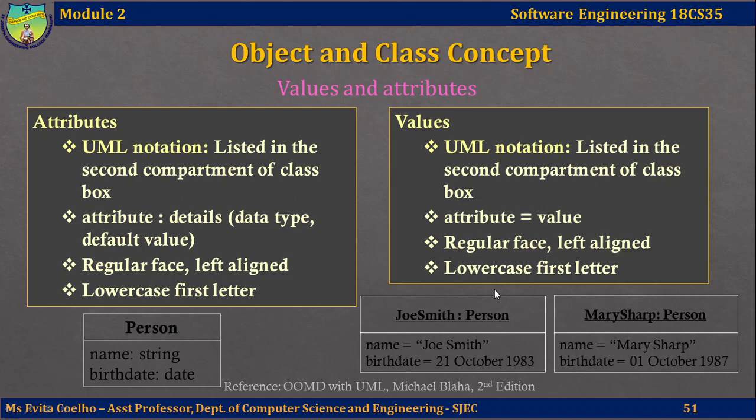In this way, let me create another object for the class person. So I will create an object Mary Sharp, colon, person to indicate that Mary Sharp is an object of the class person. Go to the second compartment where I am going to give values to the attributes. Again, we have 2 attributes as defined in this template, that is name and birth date. Name, the value is Mary Sharp, and birth date, the value of this attribute is 1st October 1987. So you can take a look at these 2 diagrams, that is the class diagram and the object diagram, and understand the difference between attributes and values.